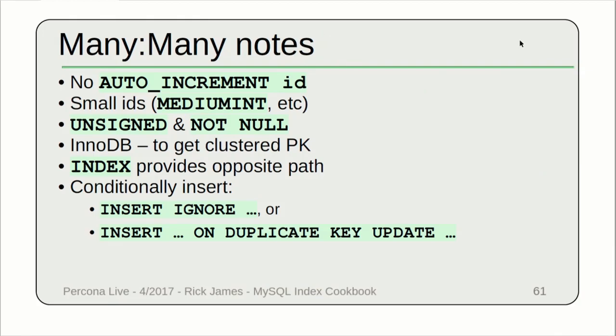No auto increment, it's a waste. Make sure the IDs are minimal size and unsigned, not null. Use InnoDB, because that gives you the clustering of the primary key. The index lets you go the other direction. And these are perhaps the best way to conditionally insert into this table. Presumably, you may already have the items in it.